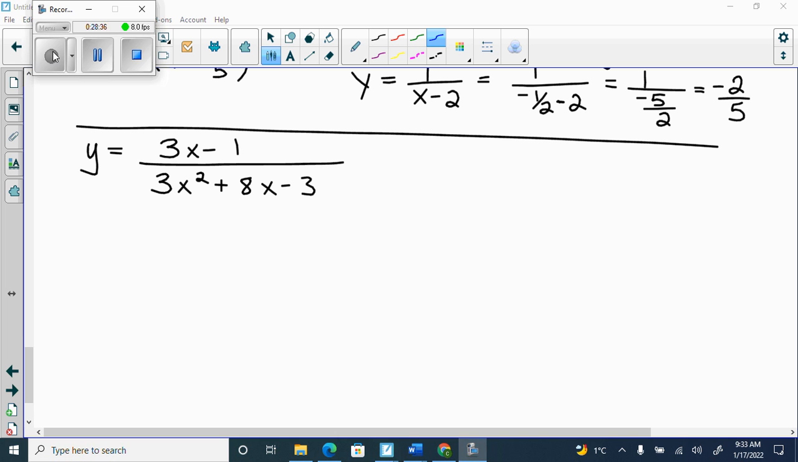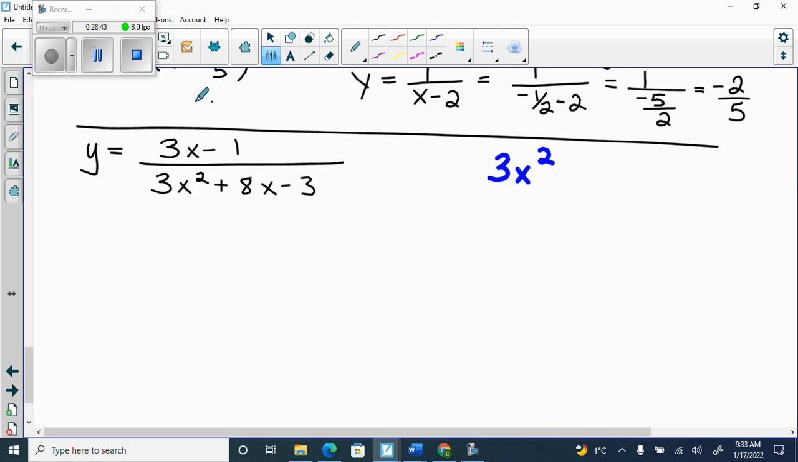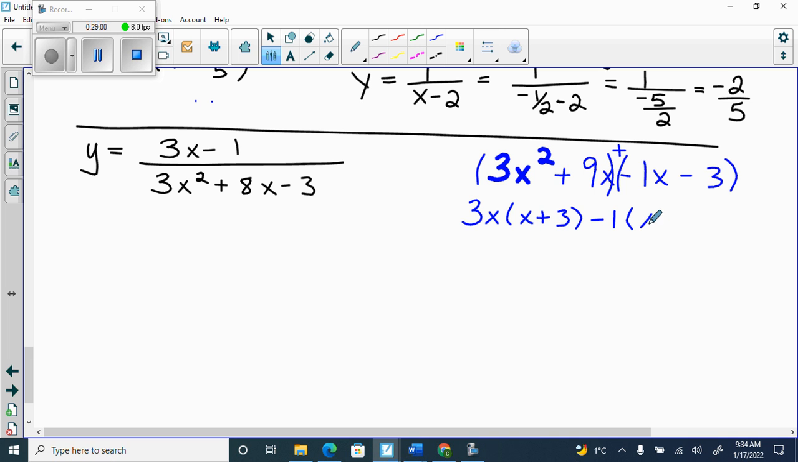So we have 3x squared. What multiplies to give me negative 9 and adds to give me 8? Nine and negative 1, that's 8. Okay, we're going to group them. Take out a 3x, I'm left with x plus 3. Take out a negative 1, I'm left with x plus 3. So 3x minus 1 and x plus 3.